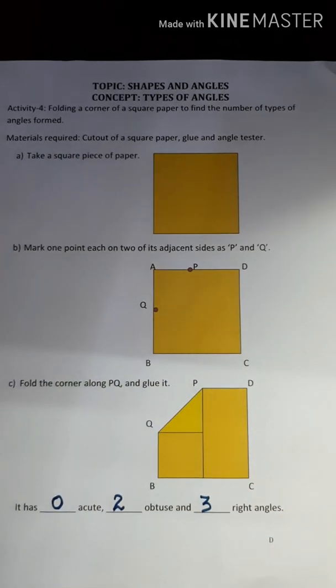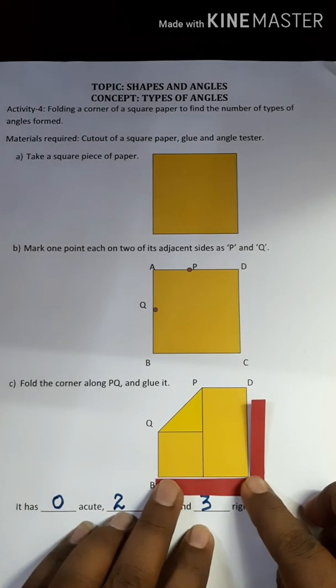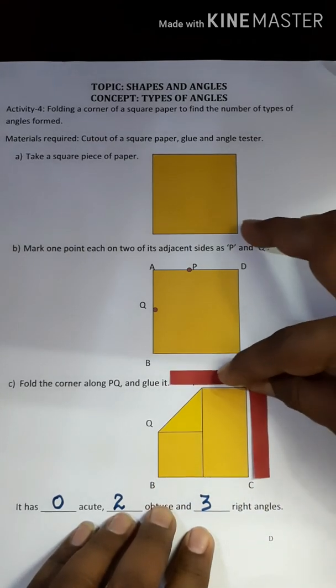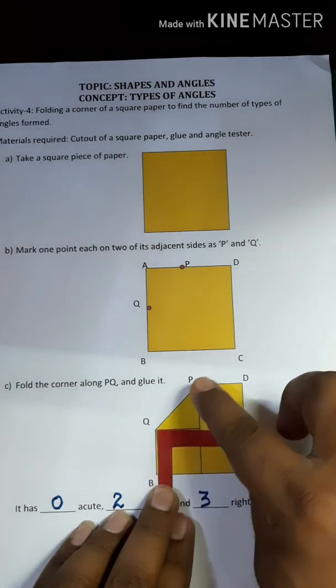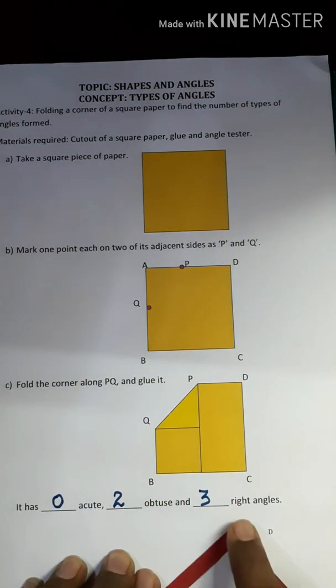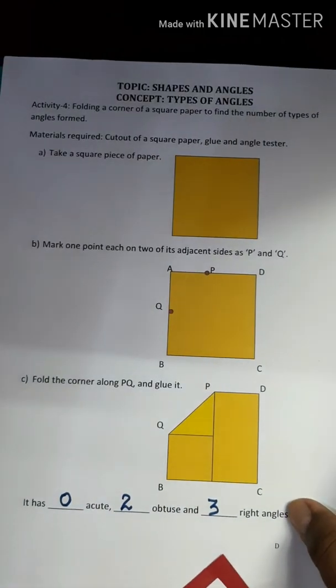So again, even in this picture you can check, this is a right angle, 1, second right angle, third right angle. This angle is more than 90 degrees. See, this is 90, so this is more than 90. So this is obtuse. If I keep it here, this is again more than 90 degrees. So this angle is also obtuse. So among 5 angles, 1, 2, 3 are right angles, 2 are obtuse, and there are no acute angles.